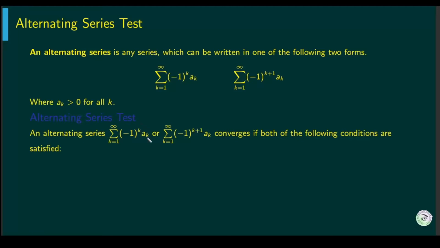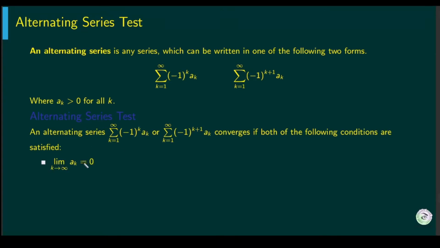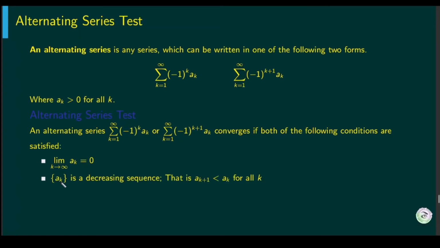Either form converges if these conditions are satisfied. As soon as I say alternating series, these are positive terms, according to our definition. Additionally, the limit of a_k has to go to 0, no? And a_k is a decreasing sequence, that is, this is getting smaller and smaller. So if a_k is decreasing, and this limit is going to 0, then according to this alternating series test, the series converges.